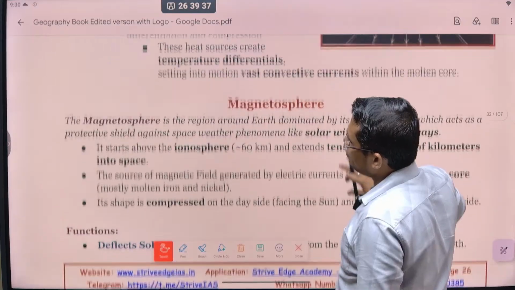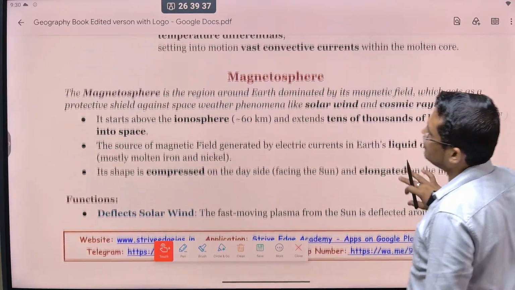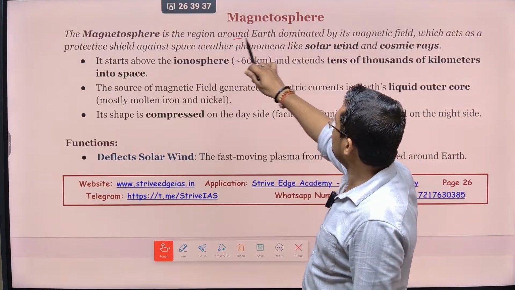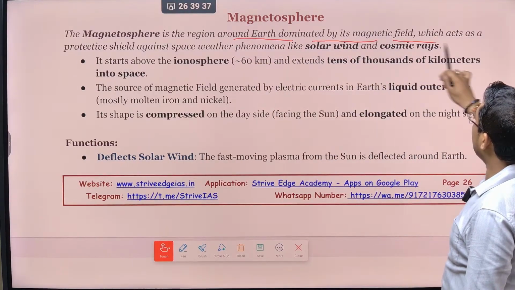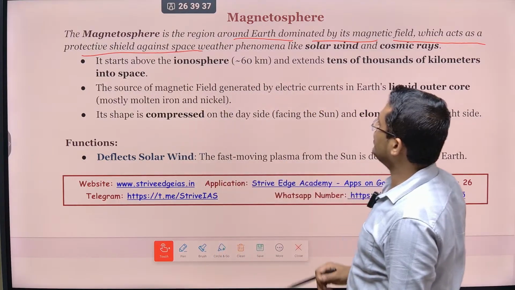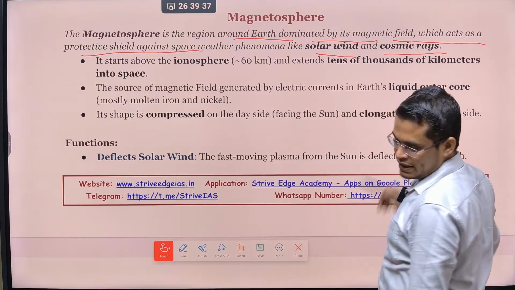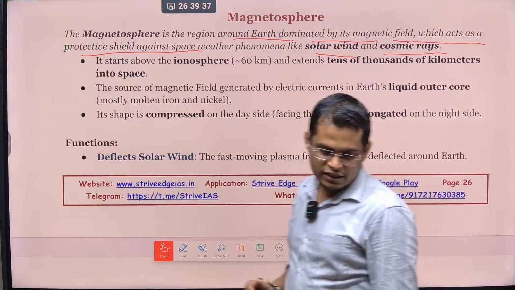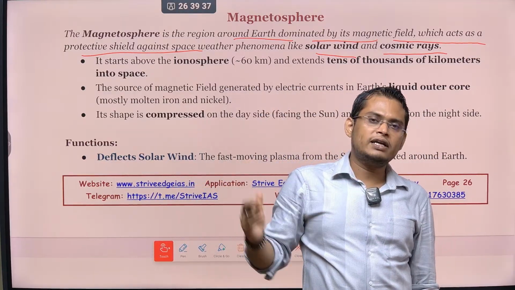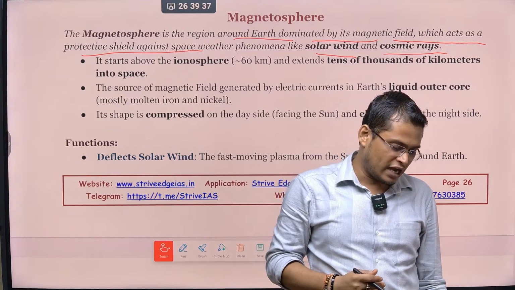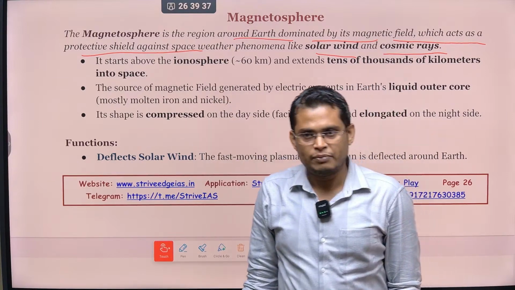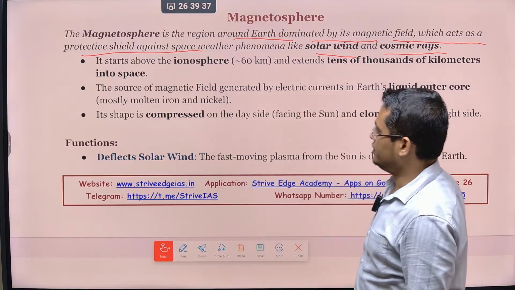From here UPSC is already asking multiple questions, so after this discussion you will not have any doubt on this. Okay, so the magnetosphere is the region around the earth dominated by its magnetic field, which acts as a protective shield against space weather phenomena like solar wind and cosmic rays. So any high energy radiation that is coming towards earth is being deflected by the earth's magnetic field. Earth's magnetic field deflects it and throws it outside. So it protects us from high energy particles.